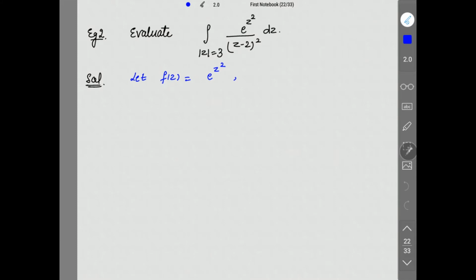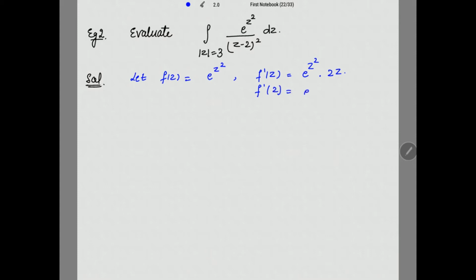So that's why first we have to find the derivative of fz. So what is f dash z? It is e the power z square into 2z. Now find f dash z0, that is 2, which is equal to e the power z square into 2z, that is, this will be 4 e the power z square, right?